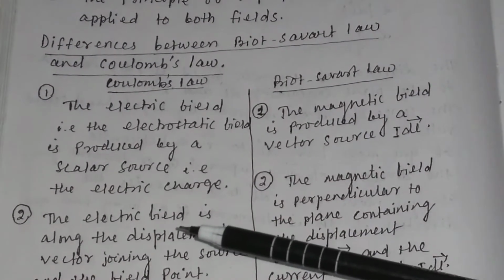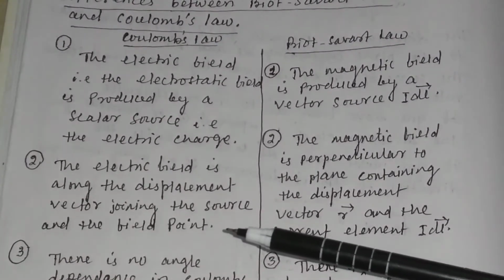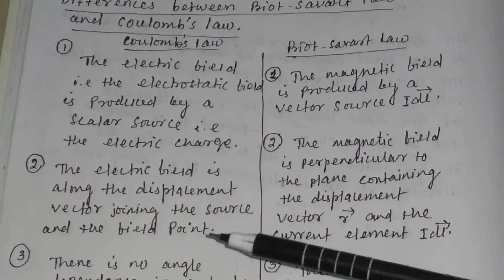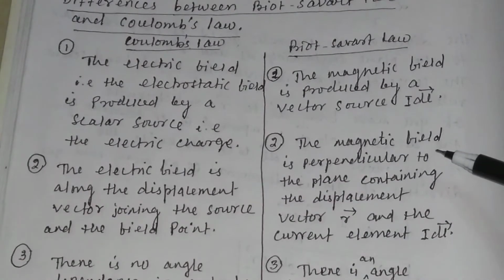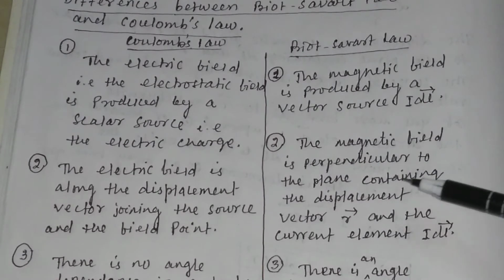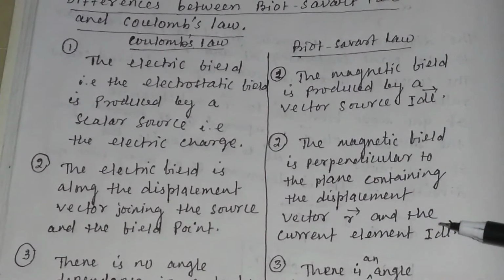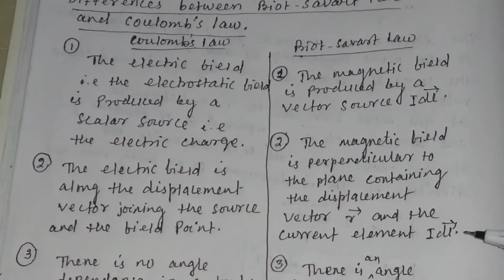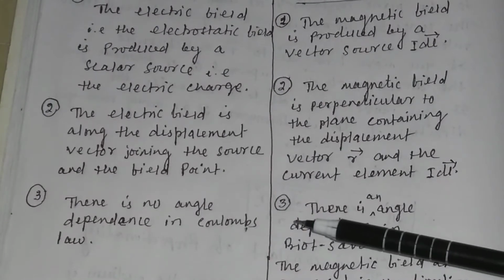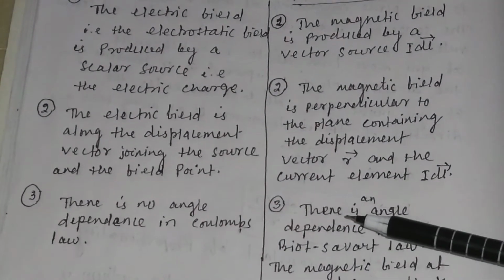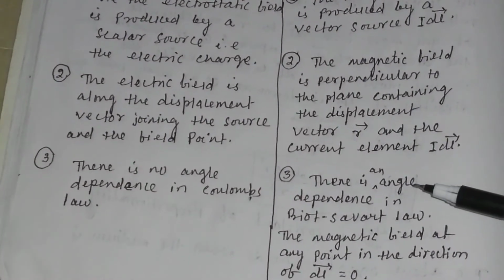In Coulomb's law, the electric field is along the displacement vector joining the source and the field point, and in Biot-Savart law, the magnetic field is perpendicular to the plane containing the displacement vector r and the current element I dl. In Coulomb's law, there is no angle dependence. In Biot-Savart law, there is an angle dependence.